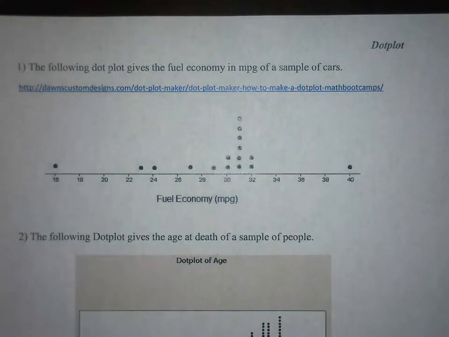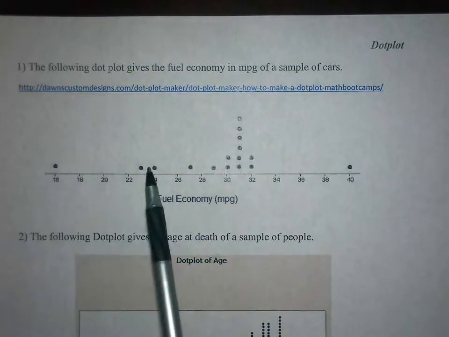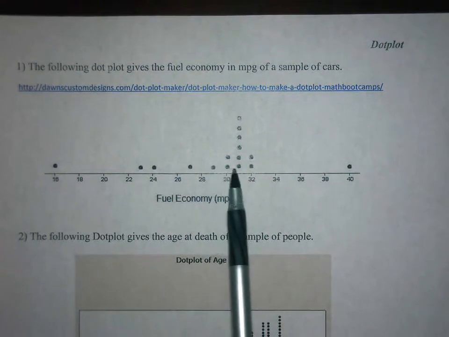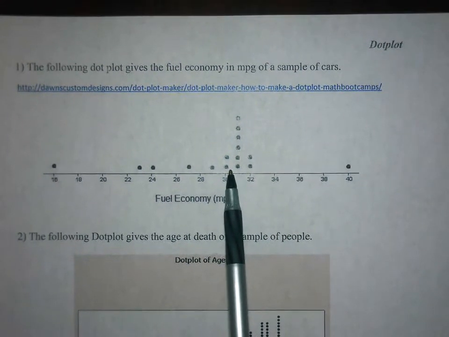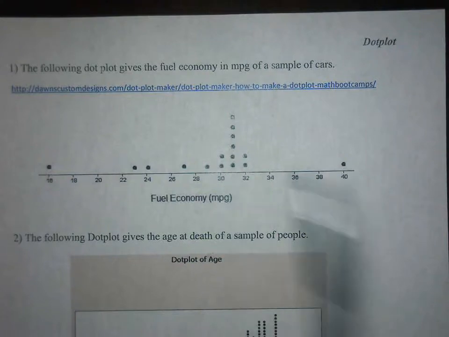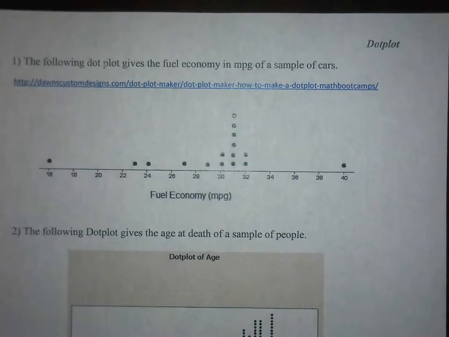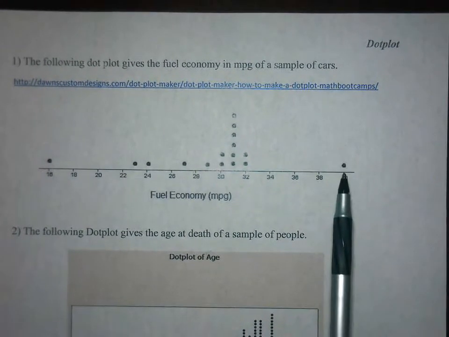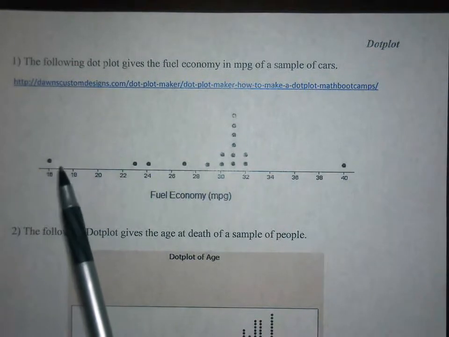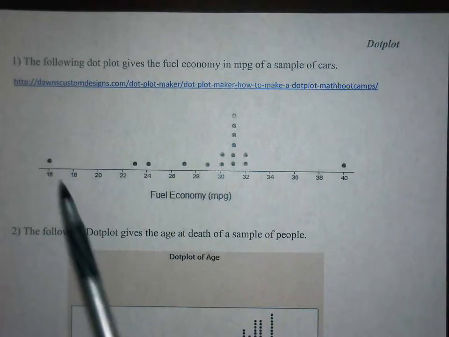If your data set was even further apart, then you could use a larger scale. Obviously, if it was closer together, you could use a smaller scale. Each individual dot represents an individual car, so the miles per gallon of an individual car. There's one car that got 40 miles per gallon, and one car on the other end got 16 miles per gallon.